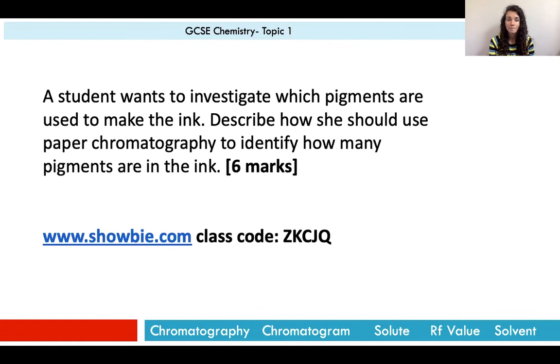A student wants to investigate which pigments are used to make ink. Describe how she could use paper chromatography to identify how many pigments are in the ink. Okay, so try and include as many points as you can.